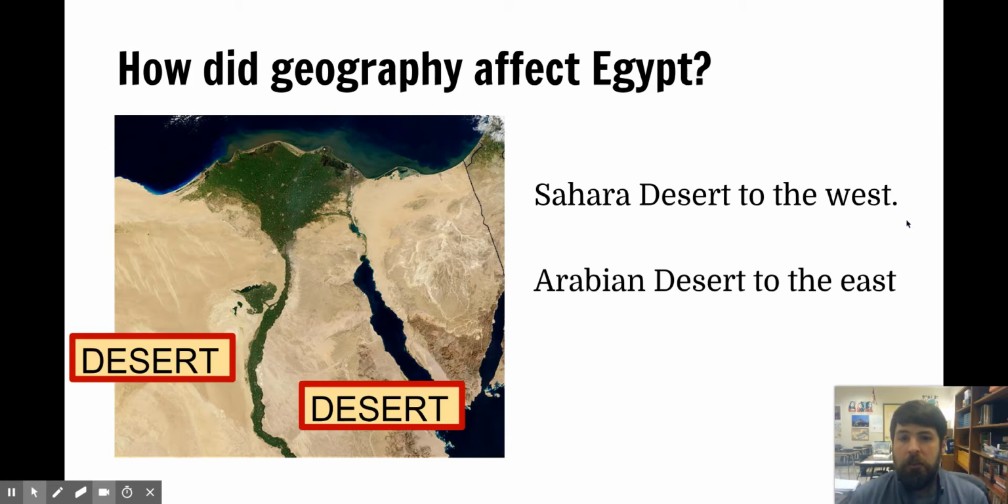The deserts on either side, you have the Sahara Desert to the west and the Arabian Desert to the east, and those are features that are going to help to isolate Egypt to some extent, not completely, but help to isolate Egypt and also help to unify it and tie everything to the Nile River.